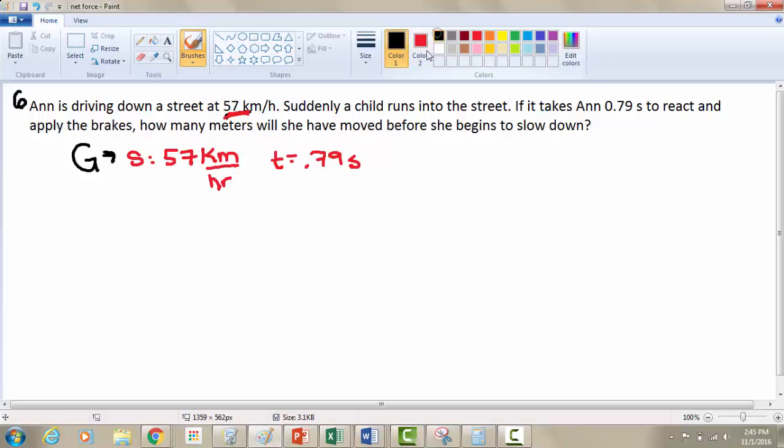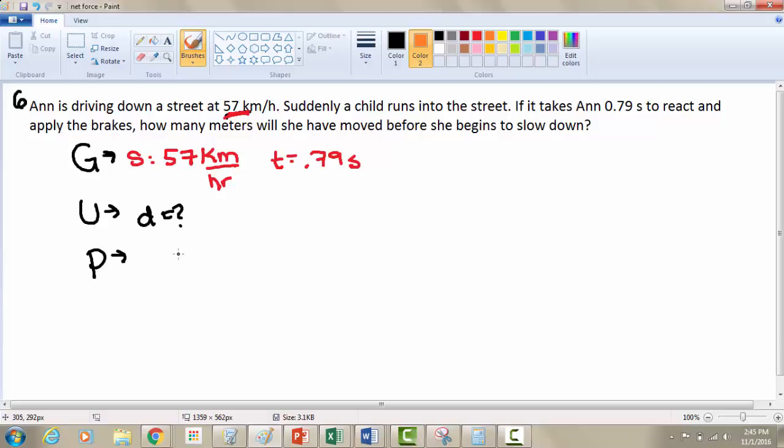The next part of Guppies is to determine the unknown variables, or what are we trying to solve for. And the question is asking for how many meters. So how many meters is a measurement of the distance, d.